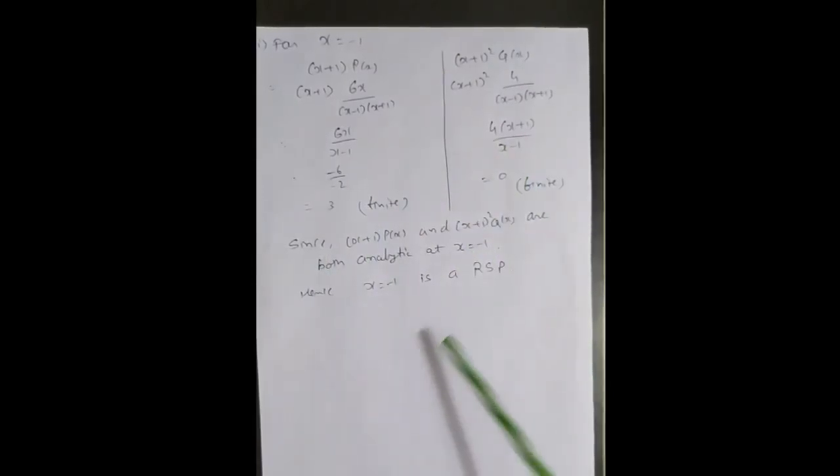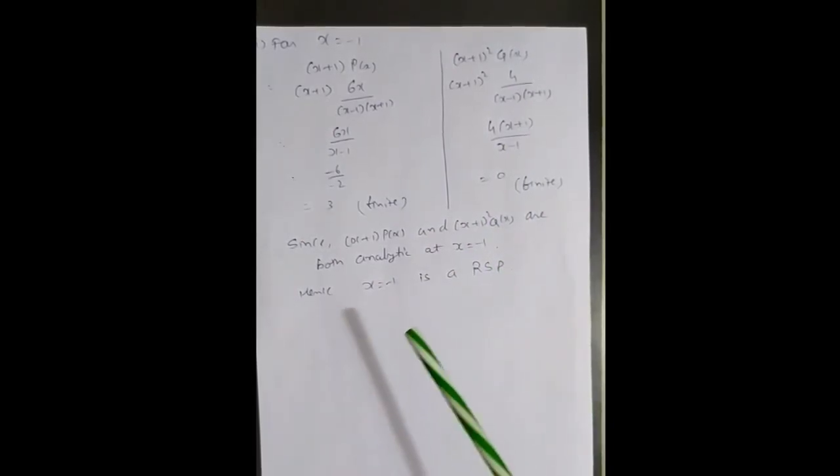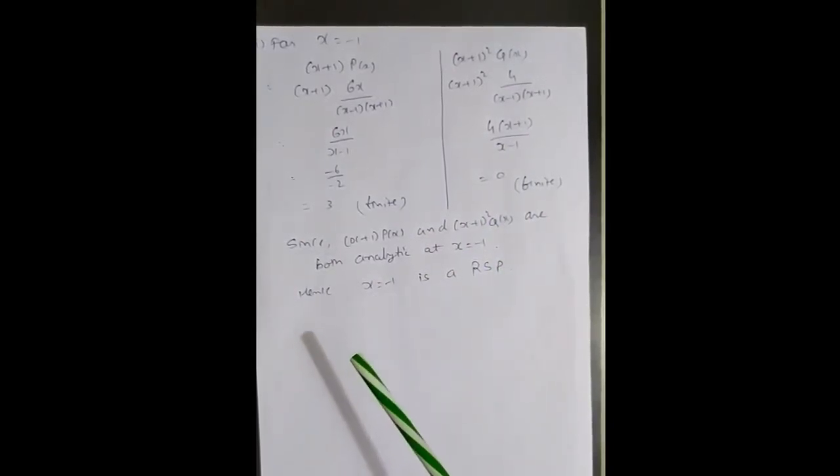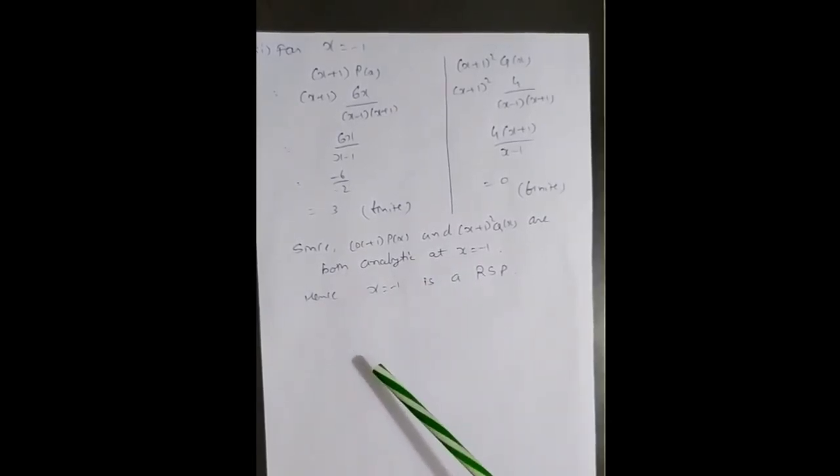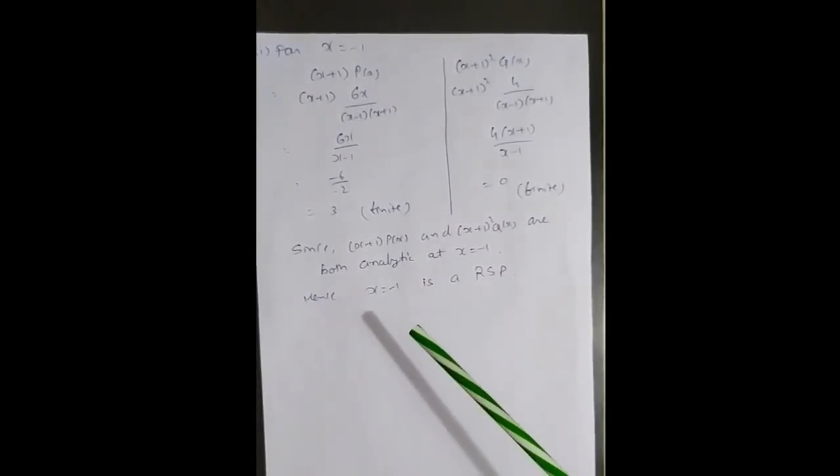In this example, we got ordinary points as well as regular singular points. Now, we will find the series solution at an ordinary point by the power series method, and the series solution at a RSP by the Frobenius method.